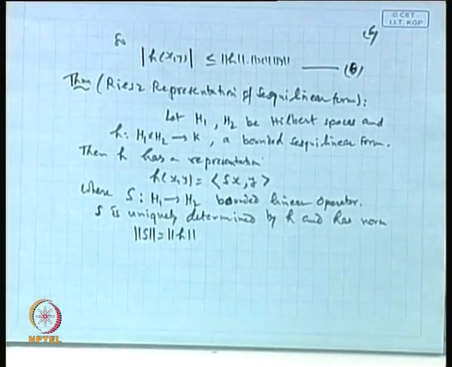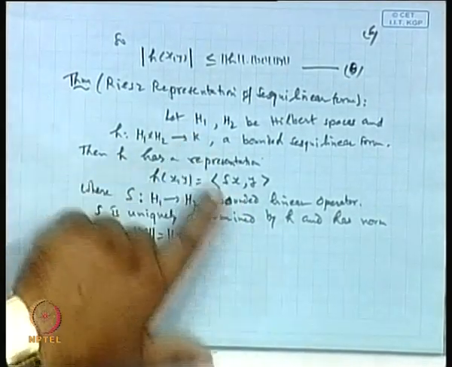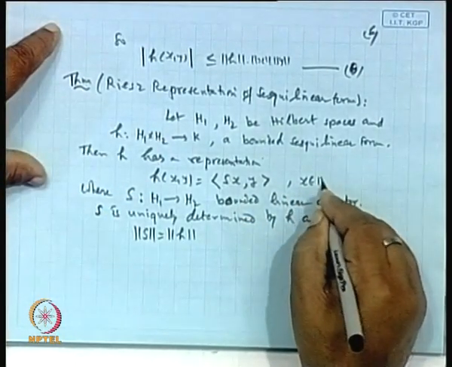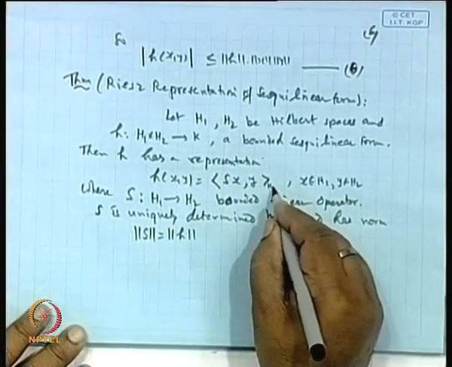So, basically this result is the parallel result, but the only difference is that here H is considered to be a sesquilinear form, whereas there H was the bounded linear functional F. What it says is that every sesquilinear form on H1 cross H2 will always be represented in the form of the inner product, but the inner product is on H2. Remember that x is in H1 and y is in H2. So, this inner product is basically the inner product of H2.